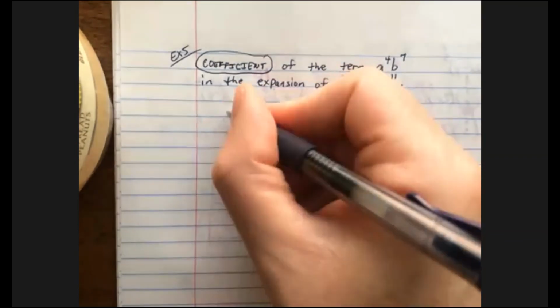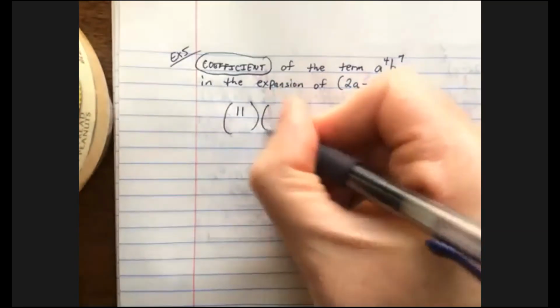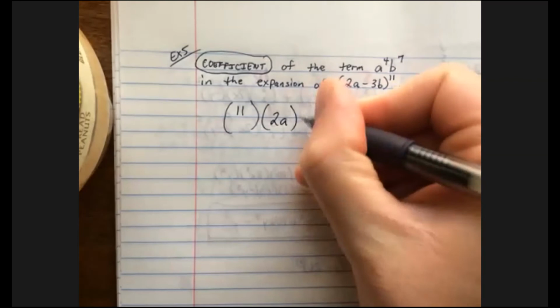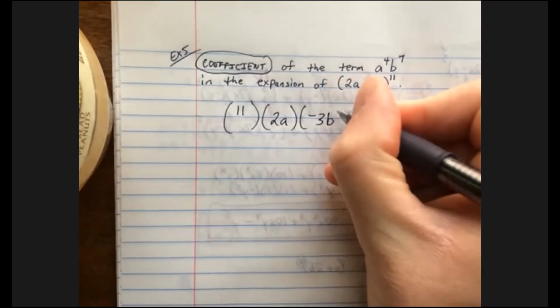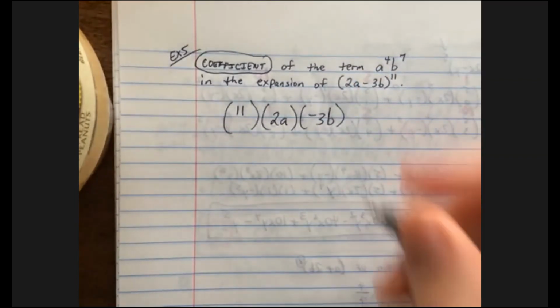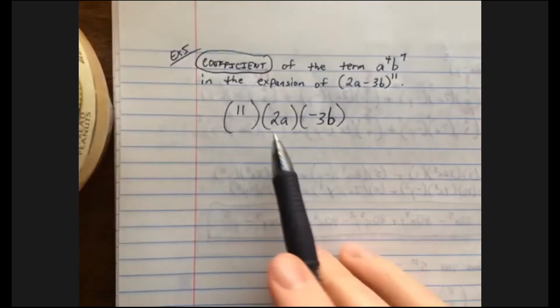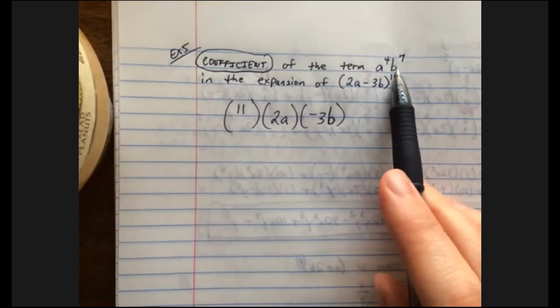A little bit different thought process because of the information that's given to us, but we know we have an 11. So we can go and set our combination to have an 11. And then we know our two parentheses here are going to be a 2a and a negative 3b. So put those in. Sloppy b, sorry. So now, a to the 4th and b to the 7th.